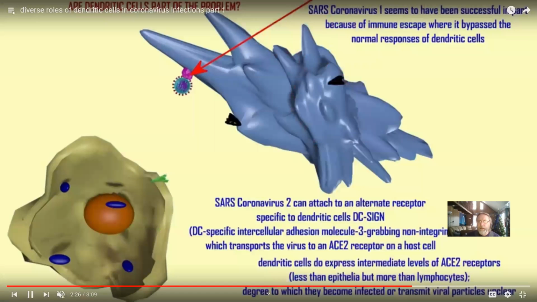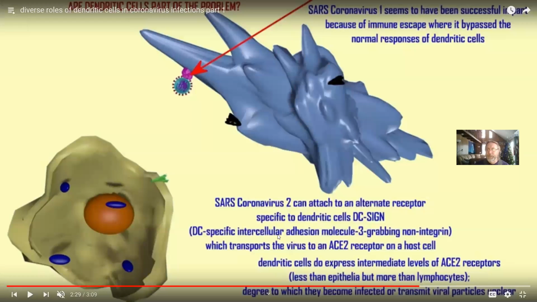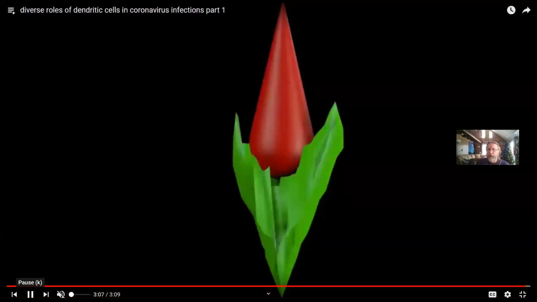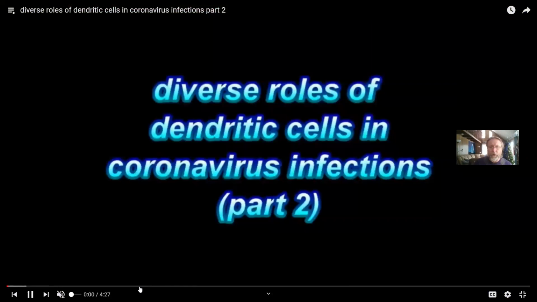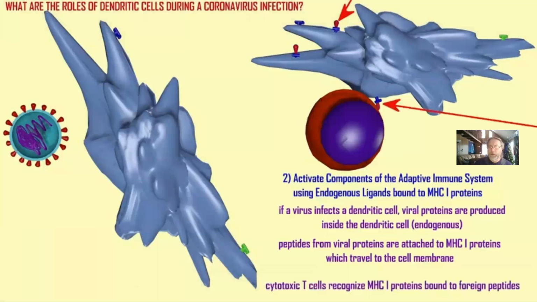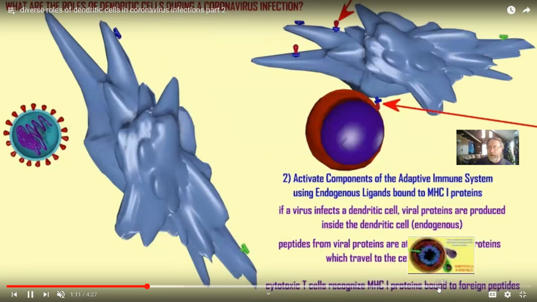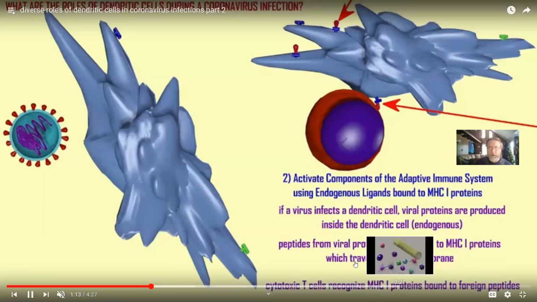worsening infections. So there's this DC specific intercellular adhesion molecule, which seems to have another role and might actually make these dendritic cells part of the problem. Okay, so I'll go into them in a little more detail and how they take up the RNA, but that might be extremely relevant when talking about the vaccines. So I'll get back to that later.